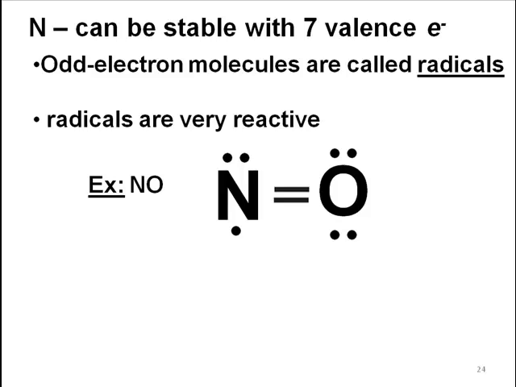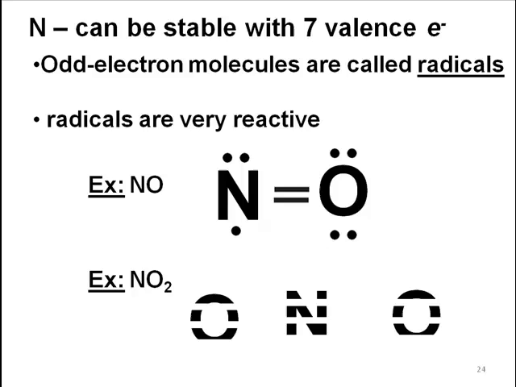Yes, sir? So nitrogen has 7 valence or 8 electrons? It could have 7 or it could have 8, yes. Yeah, nitrogen is one of those exceptions, and it influences a lot of atmospheric chemistry for the Lewis-Dot structure.